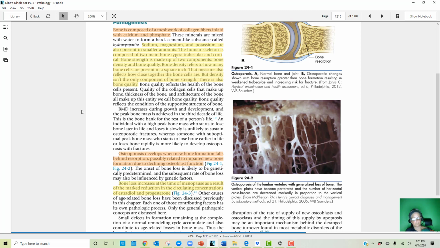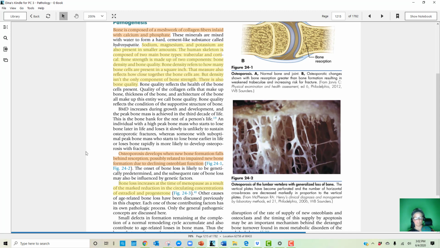BMD increases during growth and development, and the peak bone mass is achieved in the third decade of life. This is the bone bank for the rest of a person's life. An individual with a high peak bone mass who starts to lose bone later in life and loses it slowly is unlikely to sustain osteoporotic fractures, whereas someone with suboptimal peak bone mass who starts to lose bone earlier in life or loses bone rapidly is more likely to develop osteoporosis with fractures.